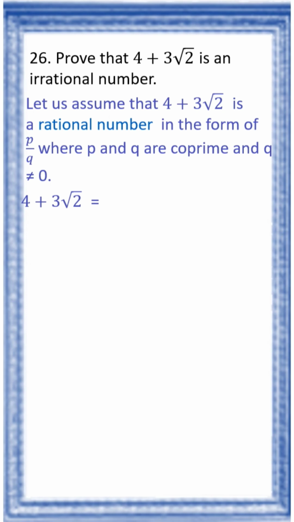So 4 plus 3 root 2 is equal to P by Q. Now let us transpose 4 to RHS. So 3 root 2 is equal to P by Q minus 4. Now let us take the LCM of RHS, that is Q. So P minus 4Q by Q. Now let us transpose 3 to RHS. So root 2 is equal to P minus 4Q by 3Q.